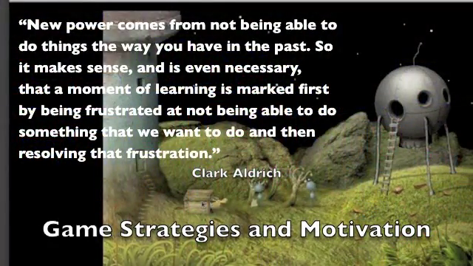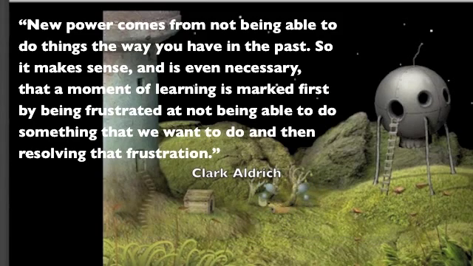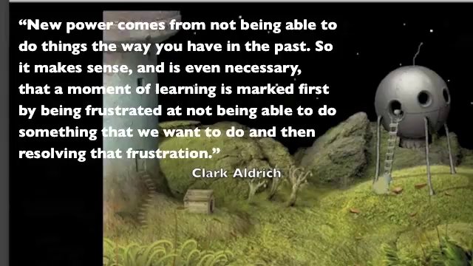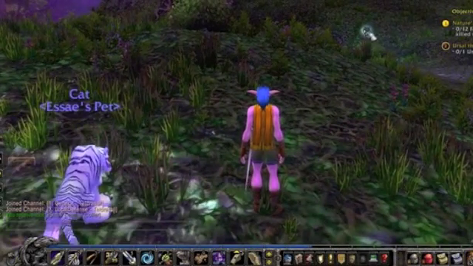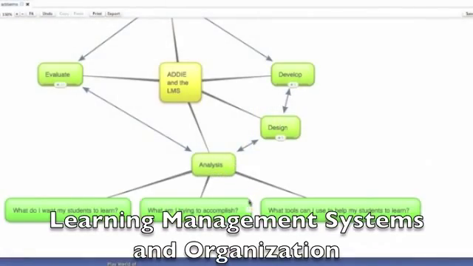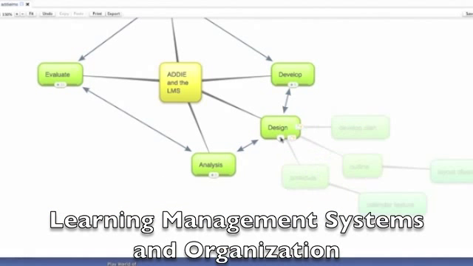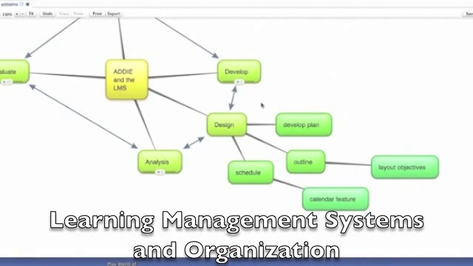In Game Strategies and Motivation, I learned to think about what makes students drawn to games, what it is about games that help them to learn, and to think about using games in my classroom for problem solving, creative thinking, and game design. In Learning Management Systems and Organization, I learned about learning management systems using Schoology, but I think that I will get a better grasp on using what my school system uses, Engrade, now that I understand the whole purpose of a learning management system.